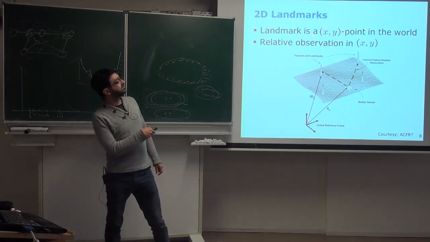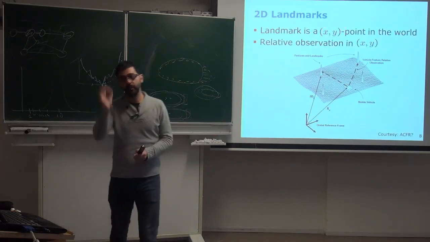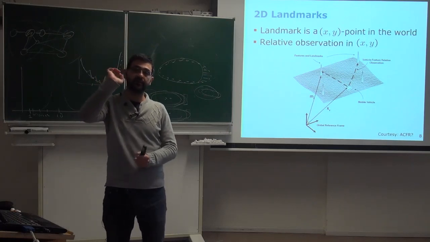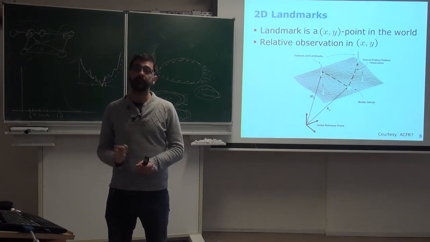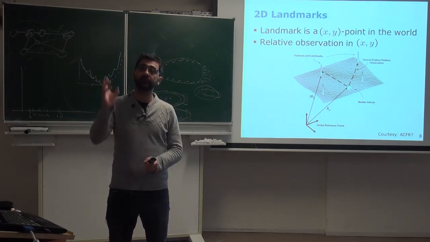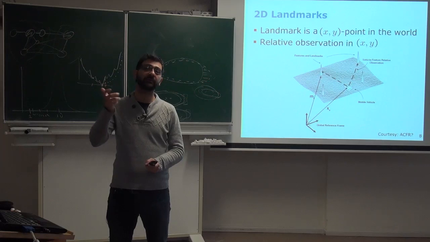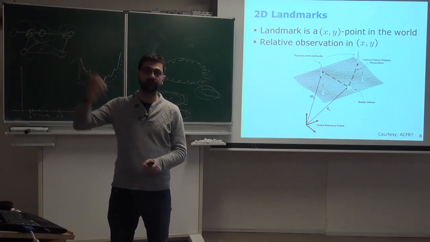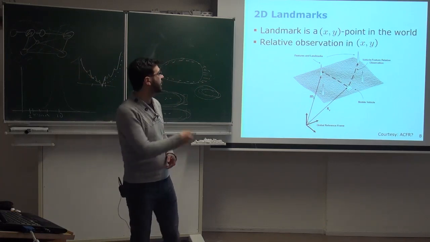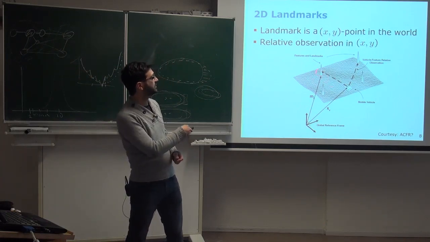So mathematically, we consider a landmark as a point in the world, so it only has the x and y coordinates. There is no orientation of the landmark. One can also extend this to landmarks with an orientation, but then there will be no difference between robot poses and landmarks.